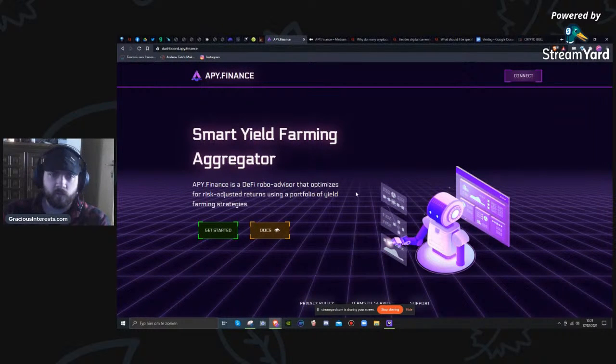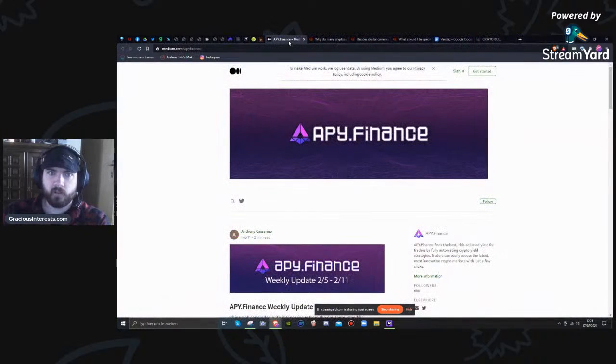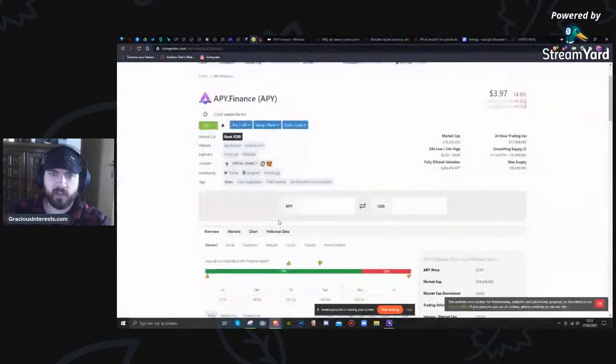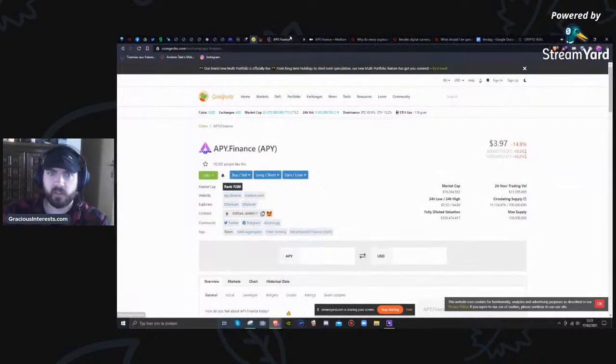Aggregator, a DeFi robot that optimizes for risk-adjusted returns using a portfolio of yield farming strategies. So yeah, you can get the documents and getting started here. Next one is the Medium page. I'd like to read those. It's another dedicated page, and that's because that was one thing which lacked a little bit on the main website.